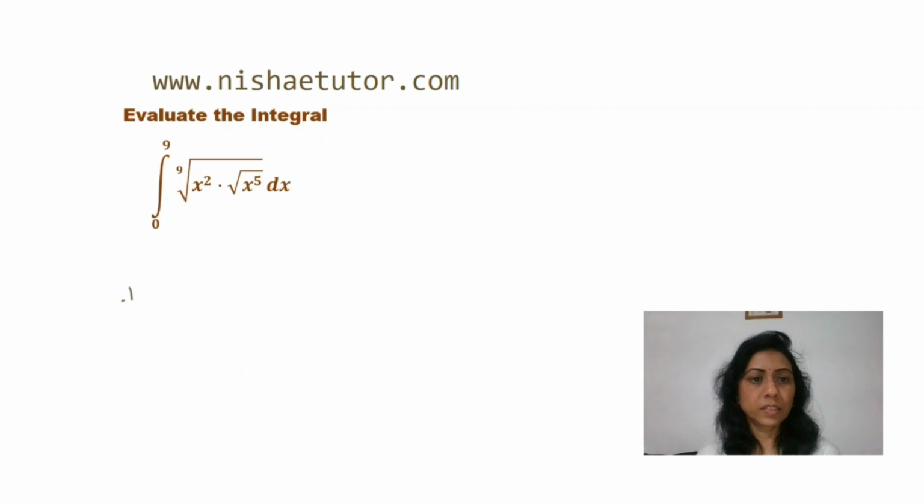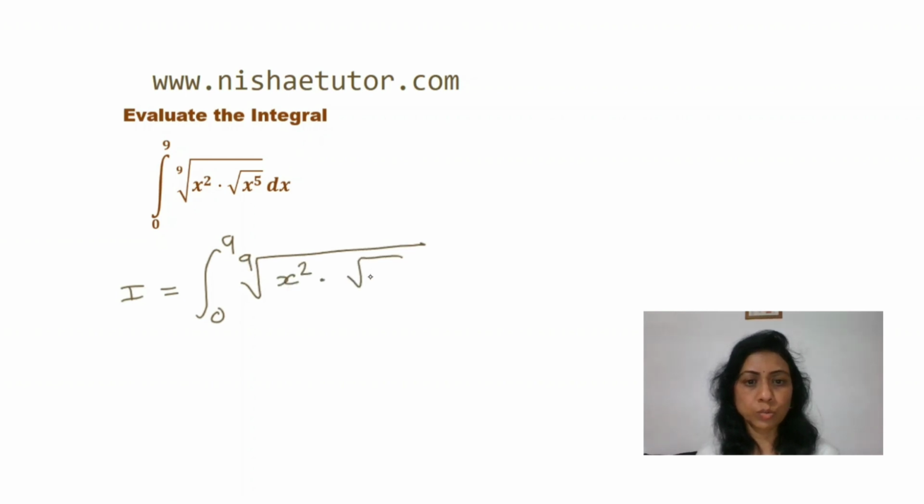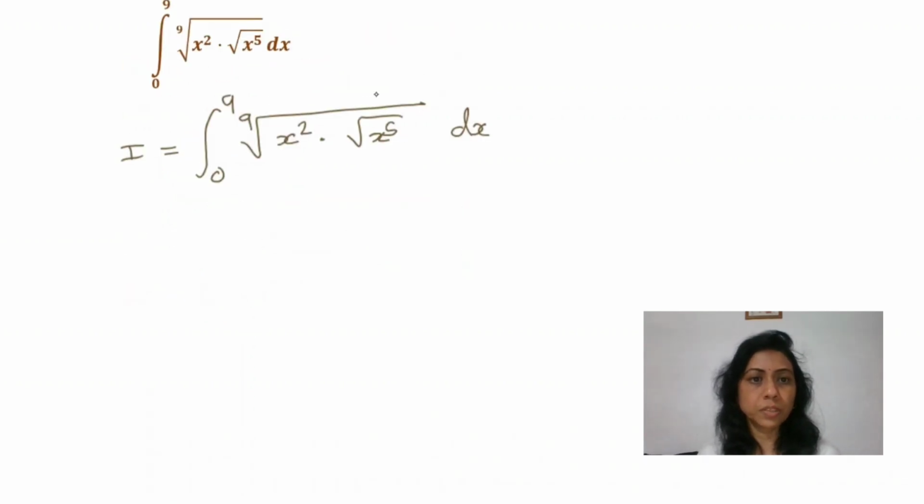So I is equal to integration from 0 to 9, ninth root of x squared times square root of x to the power 5 dx. So we simplify this portion first.